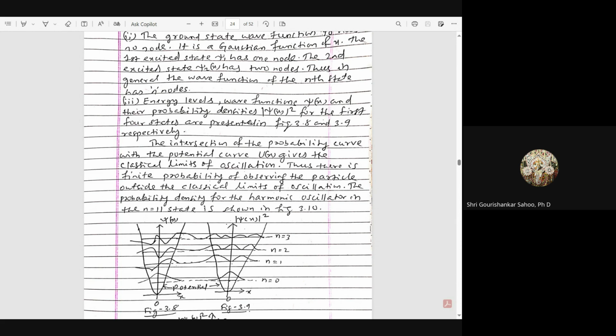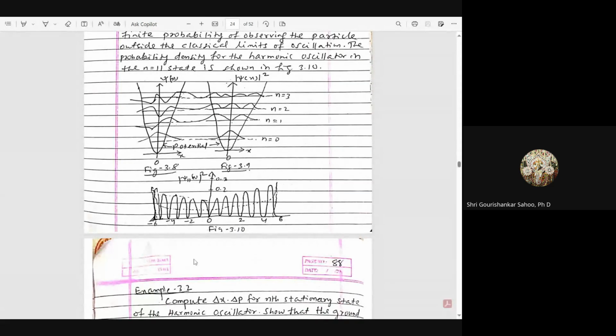The intersection of the probability curve with the potential curve U gives the classical limits of oscillation. So there is a finite probability of observing the particle outside the classical limits of the oscillation. The probability density of the harmonic oscillator for n equal to 11 state is also shown on the screen. So there are some examples.